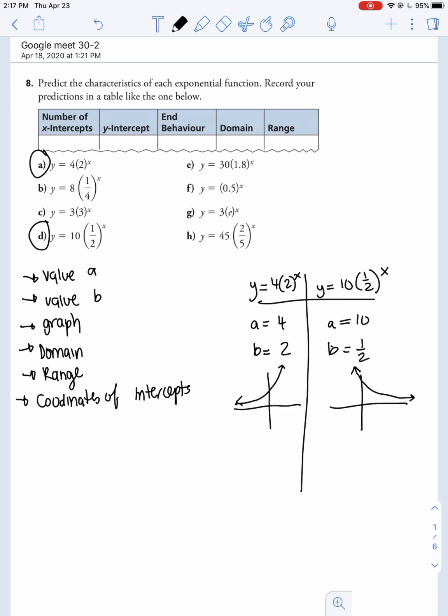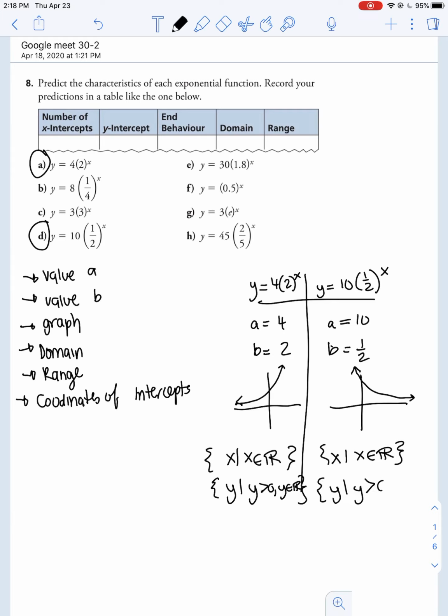What you want to clearly show is that it doesn't touch the x-axis. It goes very close to it, but doesn't actually go through or touch the x-axis. So that would be the graph of it. The domain would be x such that x is an element of the real numbers for both, because they extend forever left and forever right. And then your range, y such that y is greater than 0, because your graph will be above the x-axis, but it won't actually touch it. It'll be the same for both: y is greater than 0.